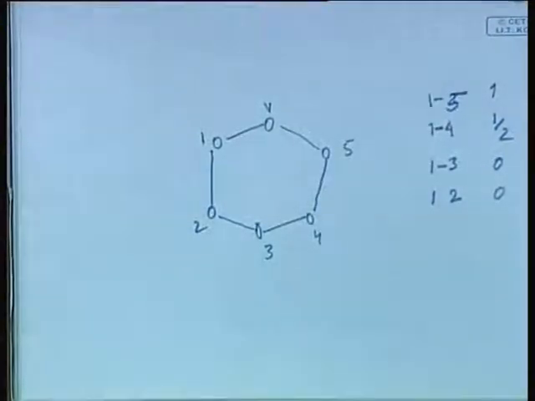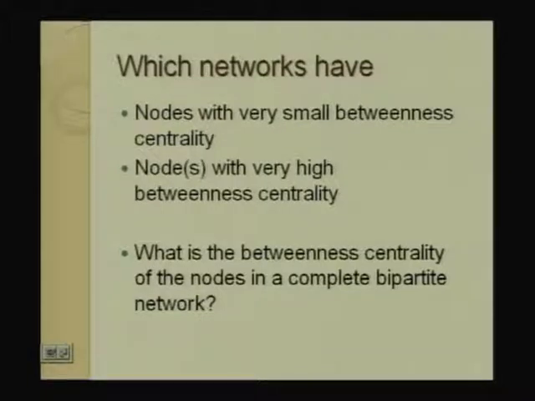So, can you also compute the betweenness centrality of the nodes in a complete bipartite network? First of all, what is a complete bipartite network? If there are m nodes in one partition and n in another partition, how many edges? mn edges. So, what would be the betweenness centrality of the nodes in such a network? Say both partitions have n nodes, to make the case easy, n and n.